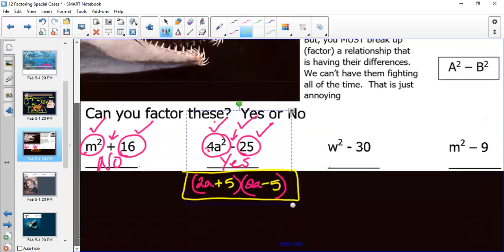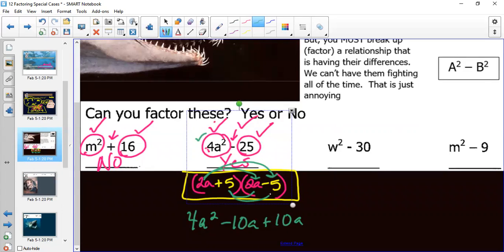You could check it to see if it works. So I'll check one, but I won't check all of them. So 2a times 2a is 4a squared. That's good because I have a 4a squared up here. 2a times negative 5 would give us negative 10a. 2a times positive 5 would give us positive 10a, and 5 times negative 5 would give us negative 25. If I combined my like terms, my negative 10a and positive 10a, I would end up with 0 a's, and that's where I would get what I started with, which is 4a squared minus 25.